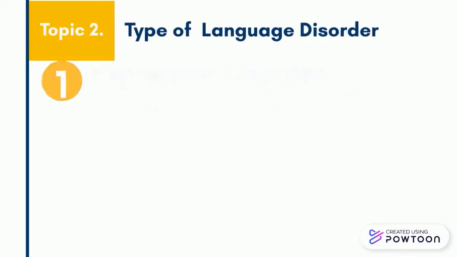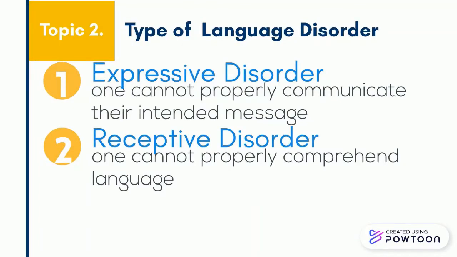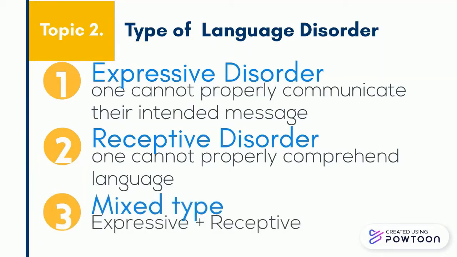There are roughly 3 different types of language disorders. The expressive disorder, in which one cannot properly communicate the intended message. The receptive disorder, in which one cannot properly comprehend the language. The mixed type, in which both the expressive disorder and the receptive disorder are combined.